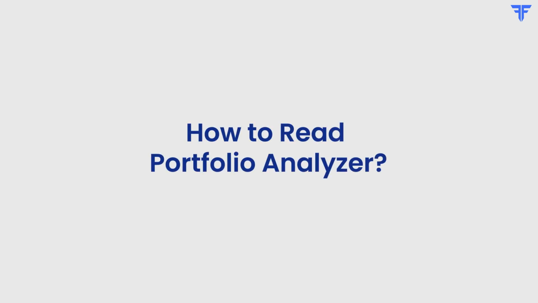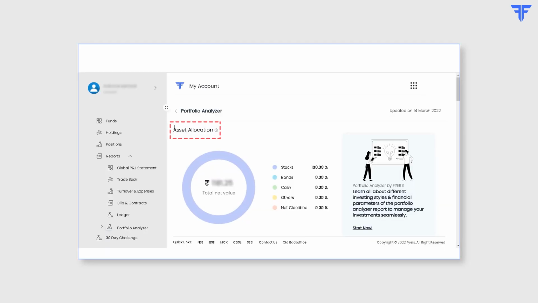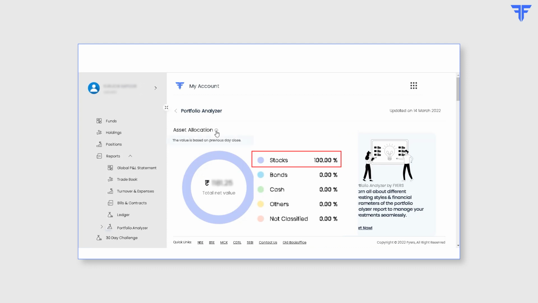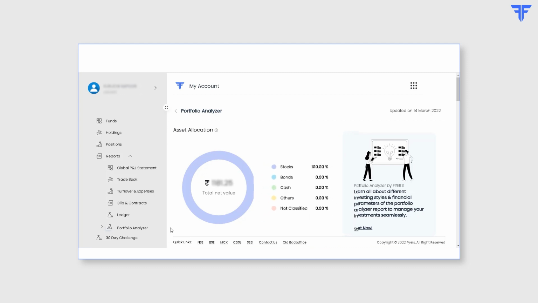How to read Portfolio Analyzer? Asset allocation. The asset allocation section shows the percentage of assets spread across various asset classes like stocks, bonds, cash and others. It is derived by aggregating an investor's portfolio asset class of direct stocks and underlying holdings.